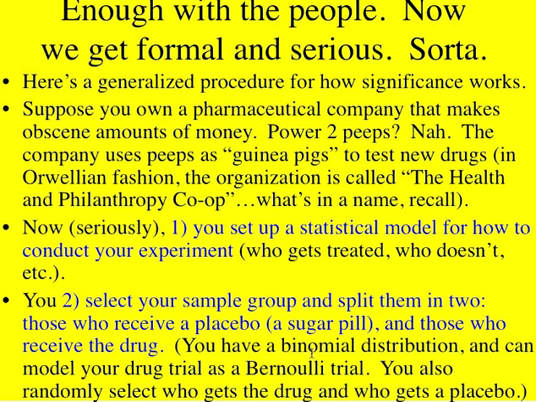So why you split it in 2, it gives you a binomial distribution, and you can model then your drug trial as a Bernoulli trial. Why binomial? Because you split them in 2, and it either makes a difference or it's not. It's like heads or tails. In this case, true or false. It makes a difference or not. Okay.